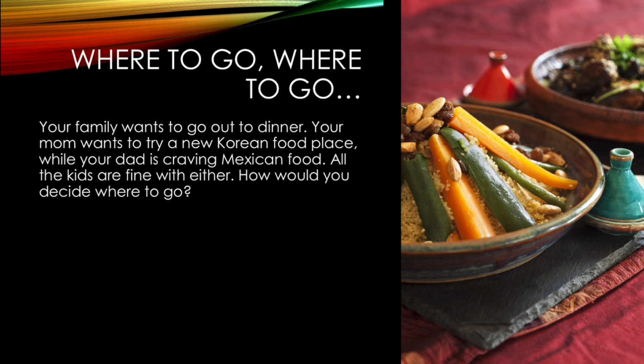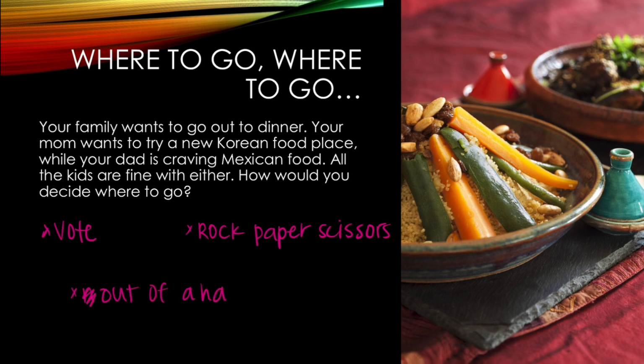So there's a lot of different kinds of answers. Like maybe you take a vote. That's something my family would often do. And then my mom would have veto power and we would end up getting Korean food anyway. Or if it was me and my husband, we sometimes do rock, paper, scissors to see where we're going to go for dinner. Or maybe you just do names out of a hat. There's a lot of different ways you might have decided where to go.